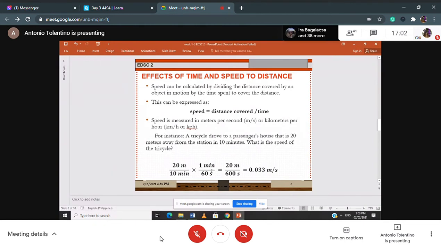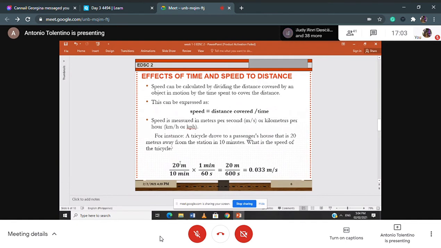We need to follow the conversion. If you look at this problem, the given time is in minutes. We don't have meters per minute here. It's either meter per second or kilometer per hour. So what we're going to do first is convert these minutes into seconds before we can proceed with distance over time.